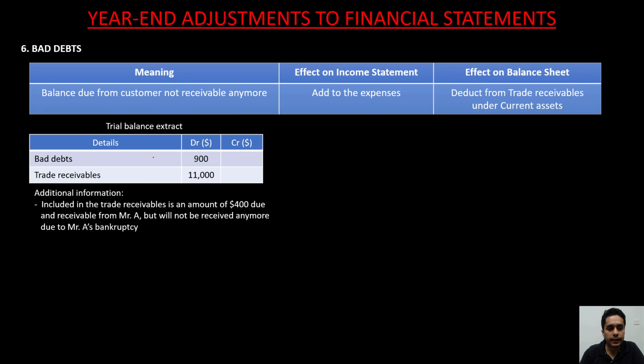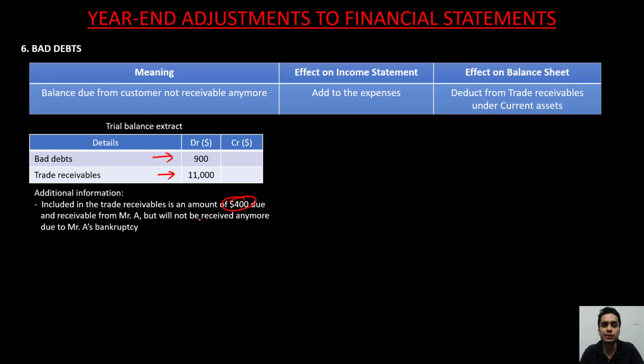Inside the trial balance, we have bad debts of 900 and trade receivables of 11,000. Apart from the bad debts of 900, there's an additional amount included in the trade receivables of $400, which will not be received anymore. Now there's a difference between the bad debts inside the trial balance and bad debts outside the trial balance.